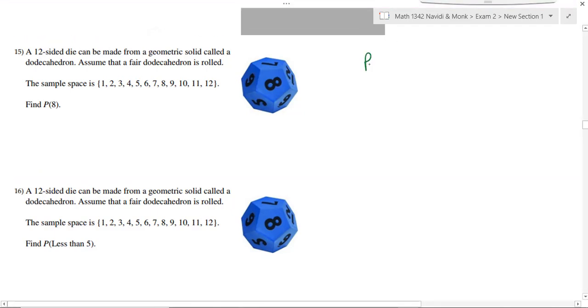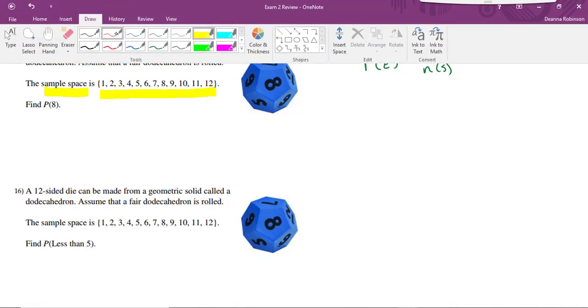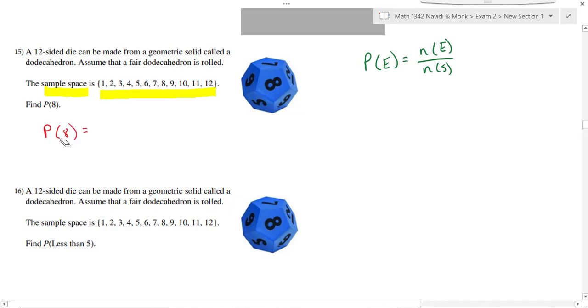If you'll recall how I told you to calculate probabilities, the probability of an event is equal to the number of elements in the event divided by the number of elements in the sample space. This is our sample space. So the number of elements in our sample space for this problem is 12. How many elements are in my event? If my event is rolling an 8, how many ways can I roll an 8? Just one way out of 12 elements in my sample space. My answer here would be 1/12.